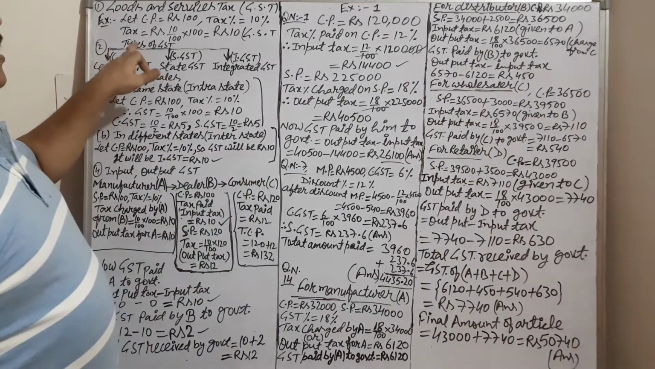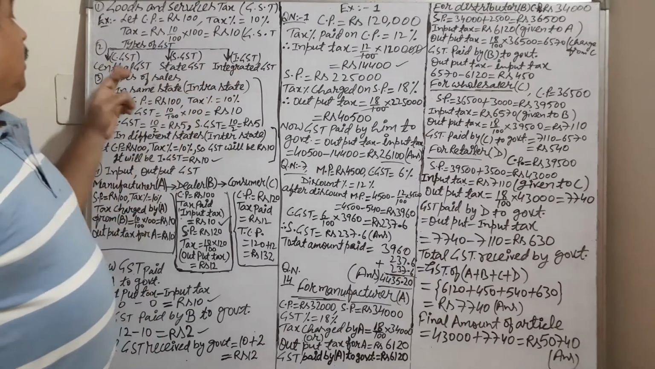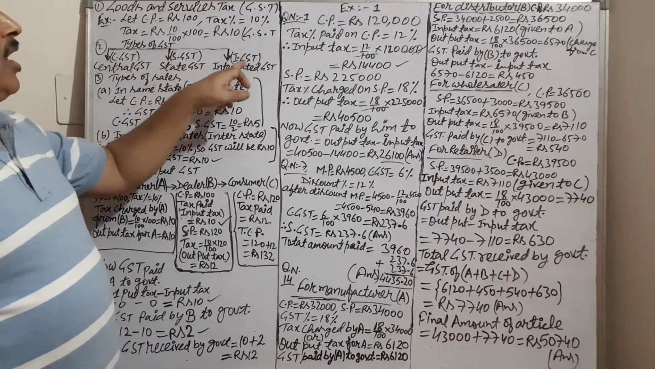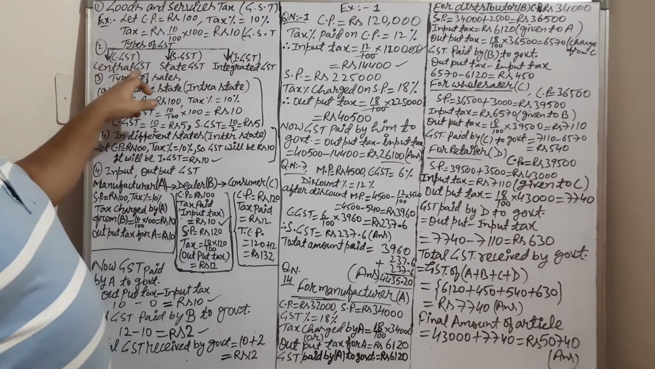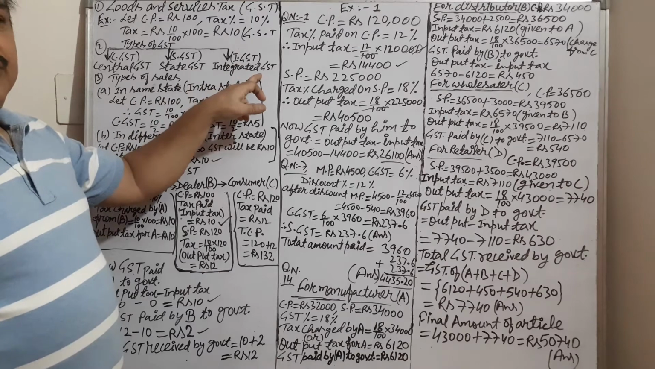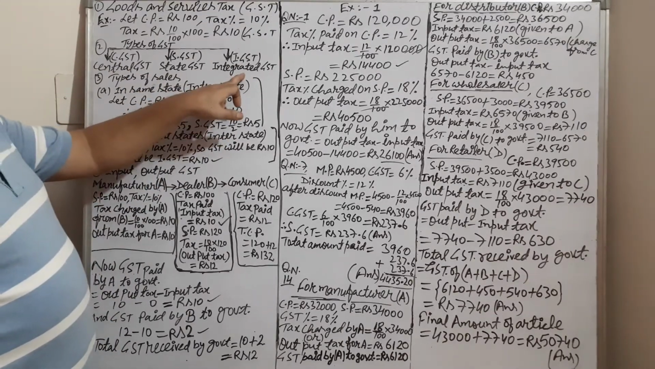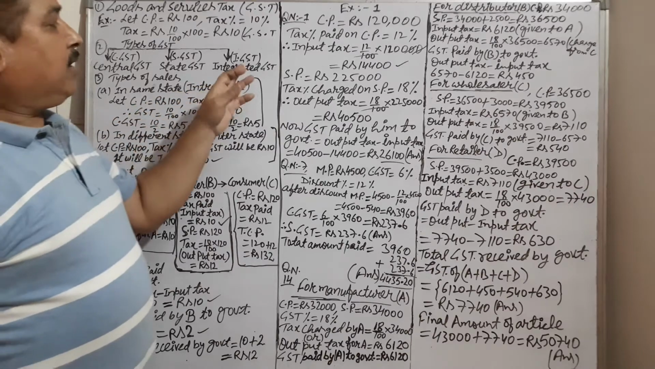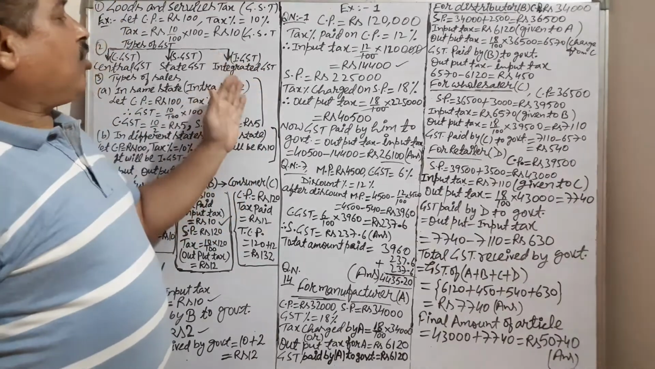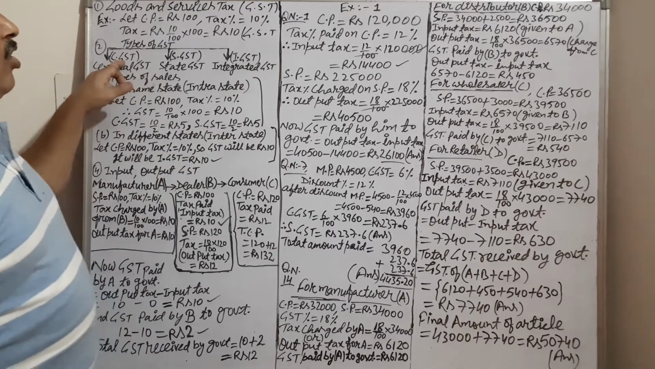Now see, secondly, types of GST. GST is of three types: CGST, SGST, IGST. CGST means central GST, SGST means state GST, and IGST means integrated GST. Now see, integrated GST. What is integrated GST? It is actually central government GST. It is also central government GST.